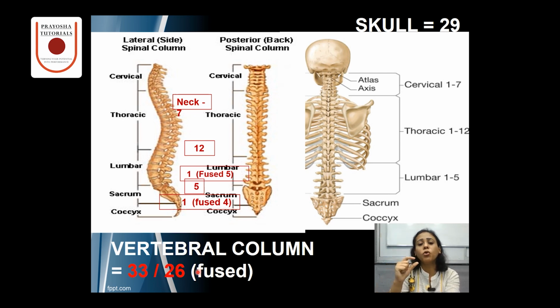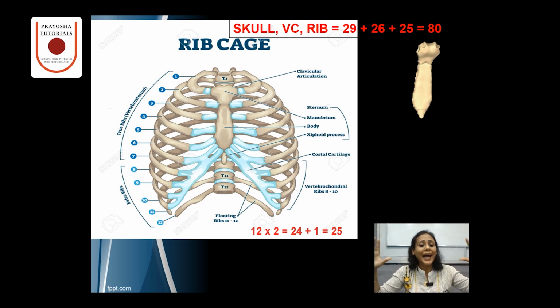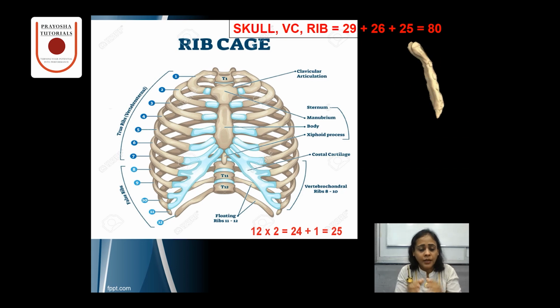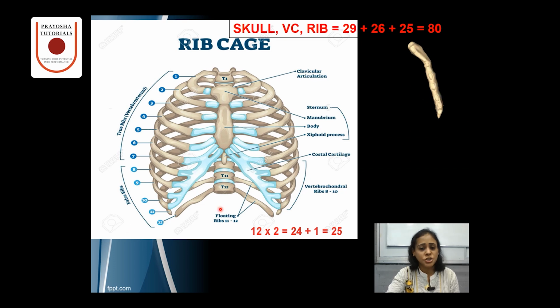Now, each vertebral column bone is called a vertebra, and the plural form is vertebrae. So we have 26 vertebrae in the adult human body. Now, in the rib cage, we have a total of 12 pairs of ribs, out of which the first 7 are directly connected to your breastbone, that is your sternum. Ribs 8, 9, and 10 are indirectly connected to the breastbone via the 7th rib, and the 11th and 12th ribs are floating ribs. They are not connected to the sternum.